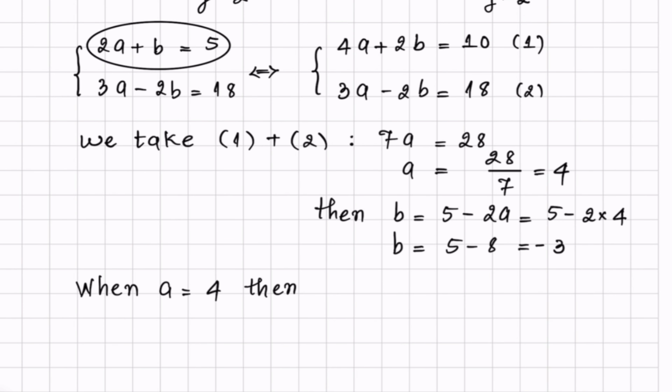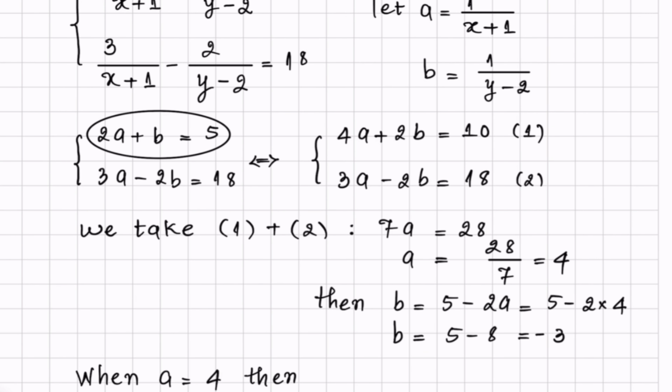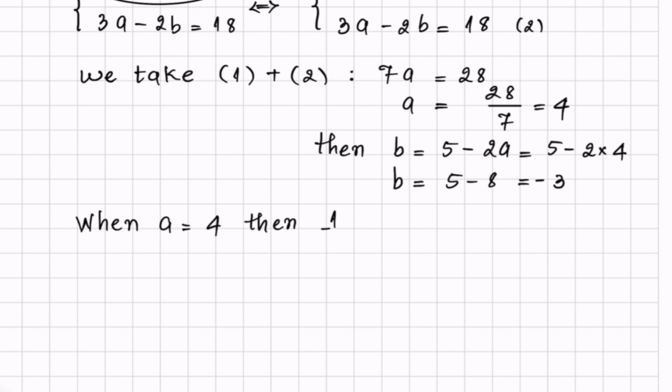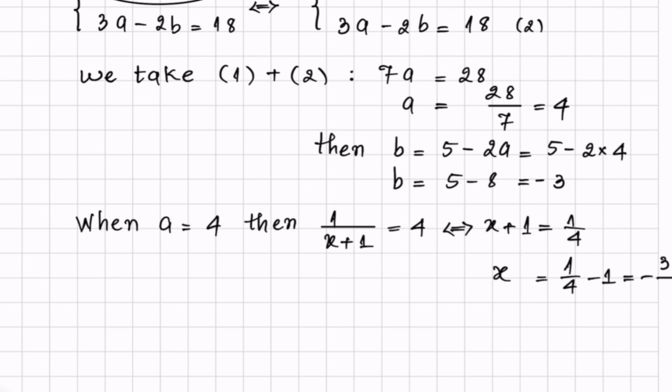When we got a equal to 4, then we have a equal to 1 over x plus 1. So 1 over x plus 1 will be equal to 4. Then x plus 1 equal to 1 over 4. Minus both sides of the equation by 1. So we got 1 over 4 minus 1. So then we will get negative 3 over 2.